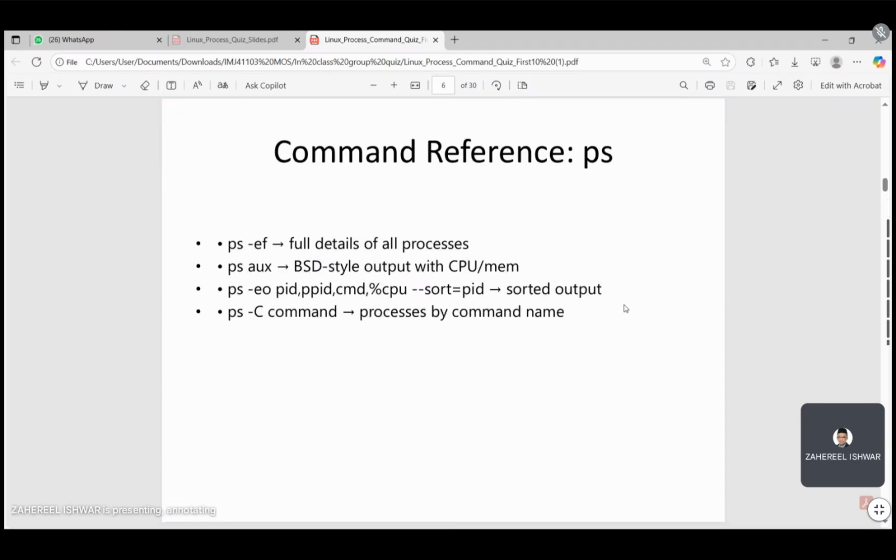Now, again, saying the same thing. What about the last option there? ps minus capital C, then followed by your command. Why don't you guys try that one? Check out how to use it. I'll give you guys 1 minute.